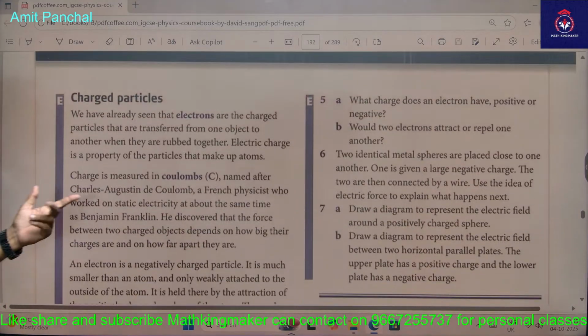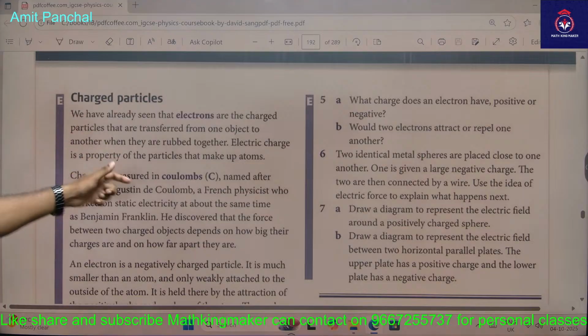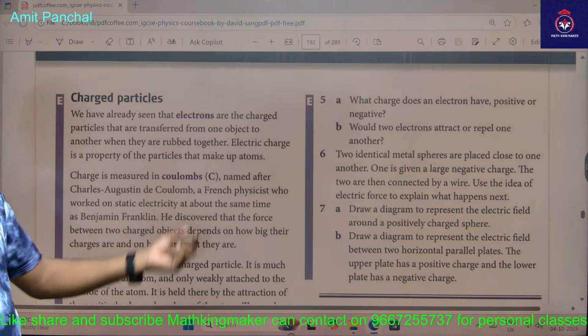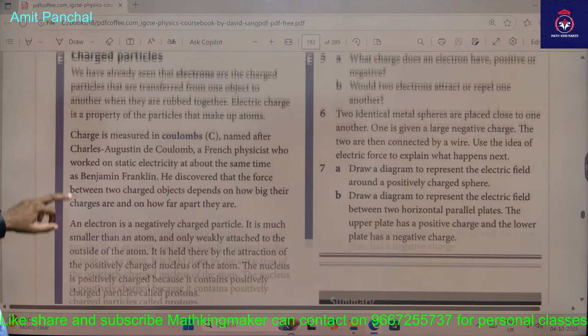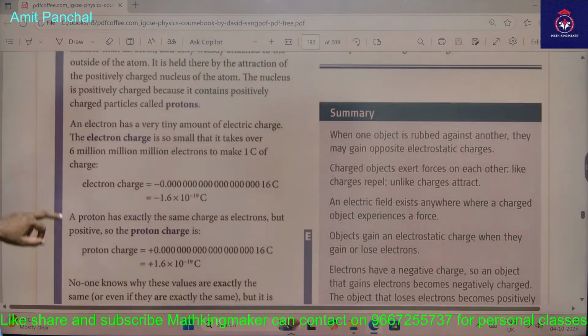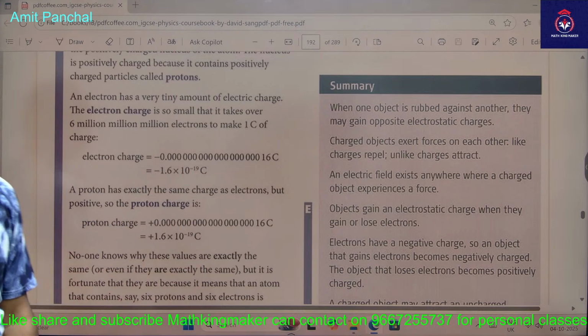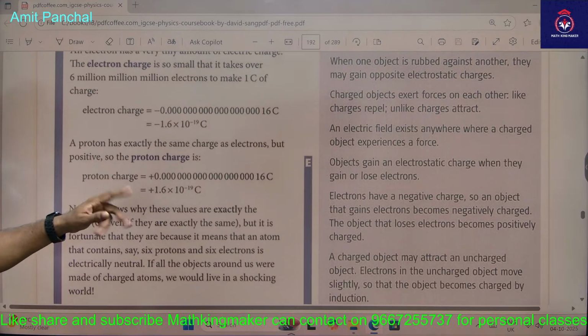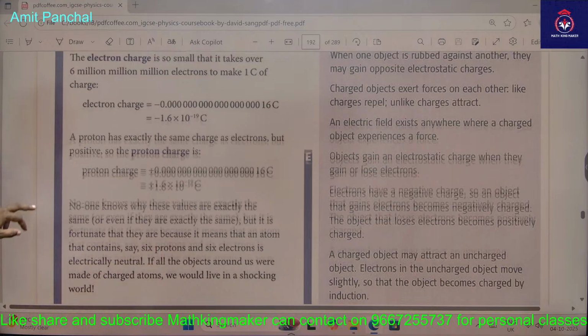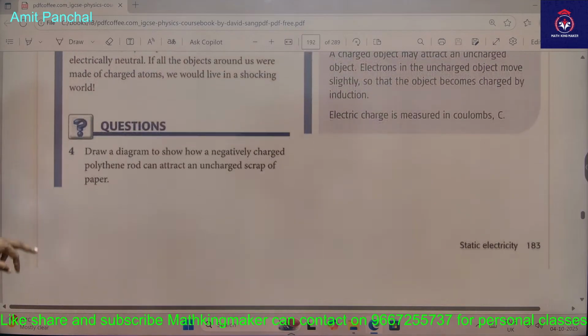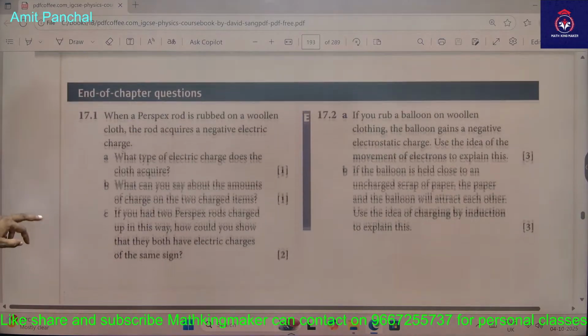The unit of charge is coulomb. It is denoted by C. Electron has a charge of 1.6 into 10 to the power minus 19 coulomb. Electron is a negatively charged particle. Proton is a positively charged particle, with the same charge, 1.6 into 10 to the power minus 19 coulomb. Got it?